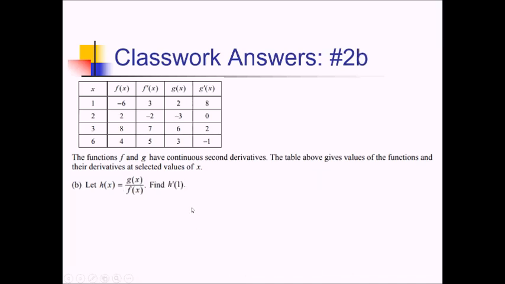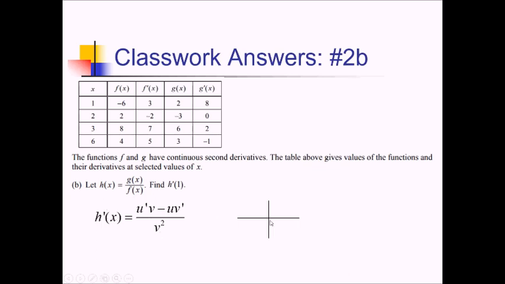For this problem part, we're defining h of x as g of x over f of x, and we want h prime of 1. So we basically need to use the quotient rule here, u prime v minus u v prime over v squared. That's what h prime of x is going to be in general.